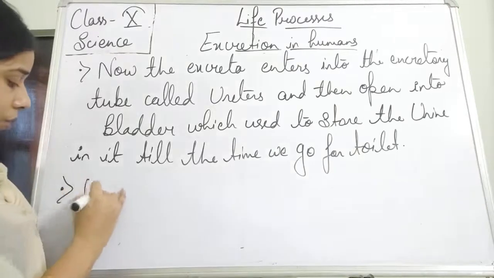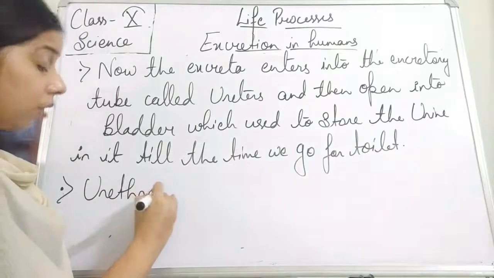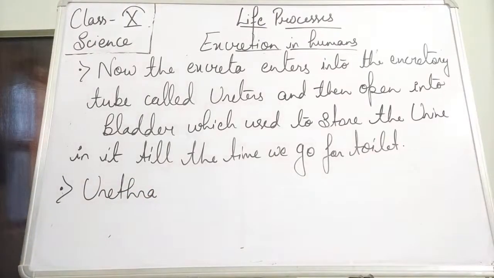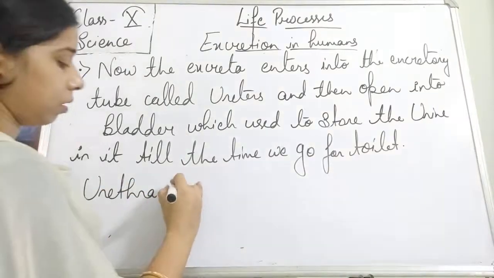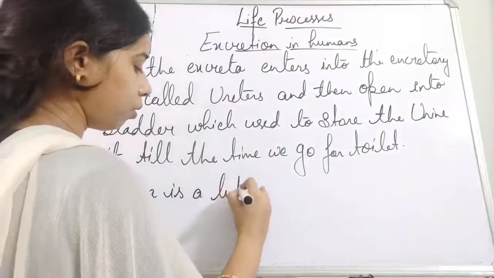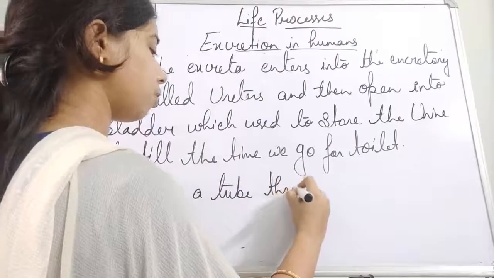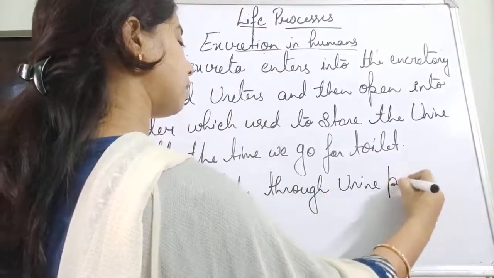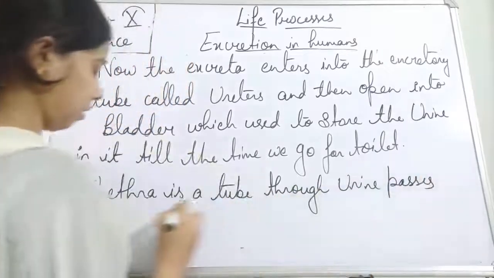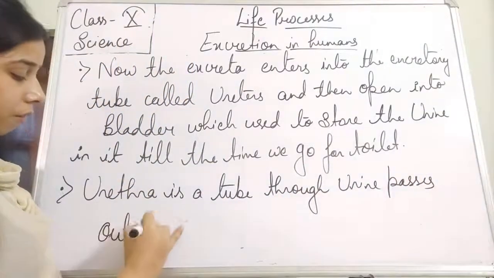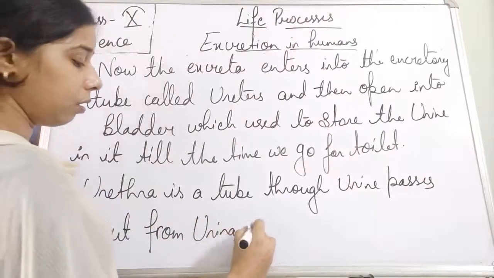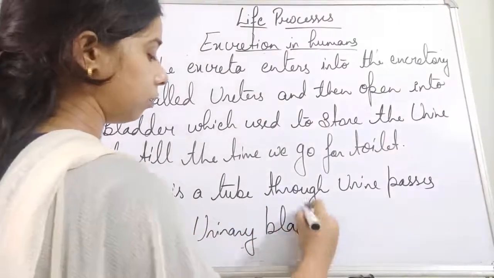Urethra, students. So the urethra is also a tube. It is a tube through which urine passes out from the urinary bladder.